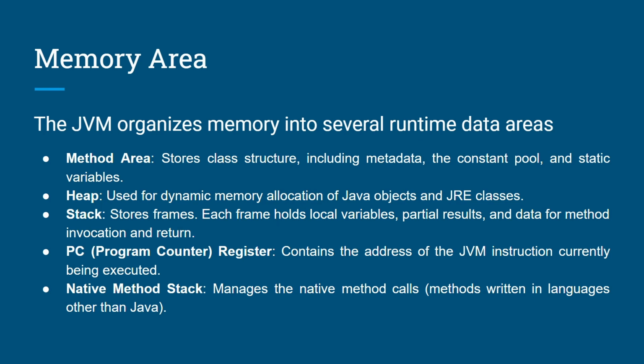Third, the stack area. Each thread has its own JVM stack, which means if there are n number of threads running inside your Java code, then there will be n stacks. Each stack stores frames. A frame holds local variables, operand stack, and return address. Fourth, the PC register. Each thread has its own PC register, which holds the address of the current JVM instruction being executed. Fifth, the native method stack. It contains all the native method information used in the application.